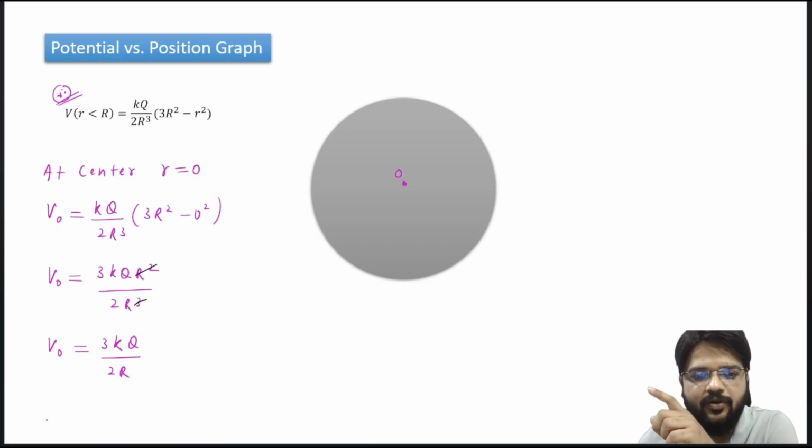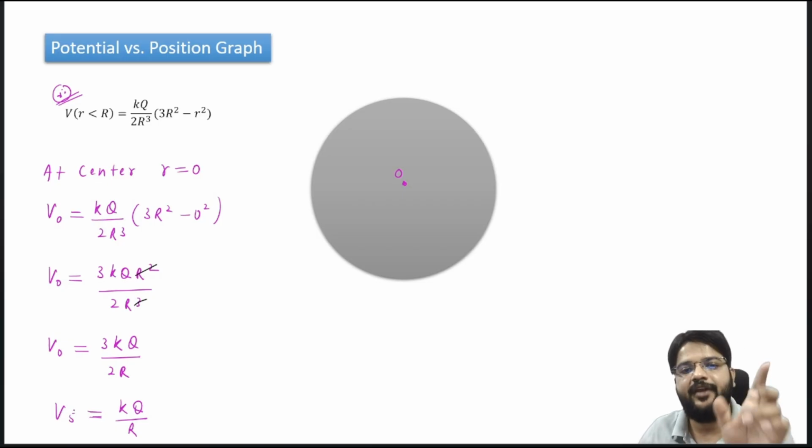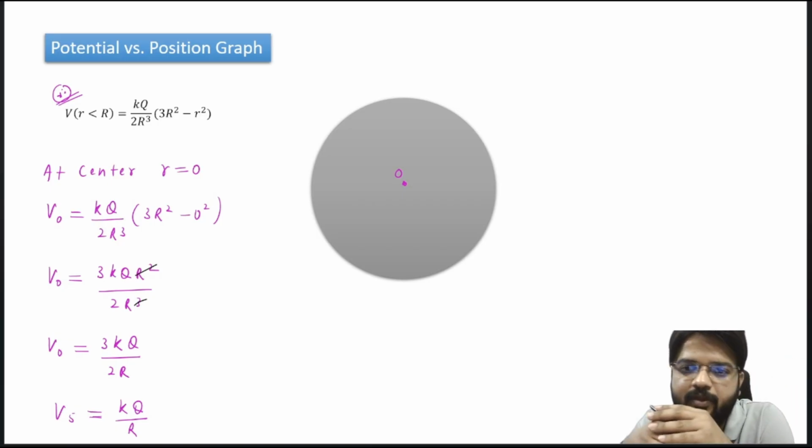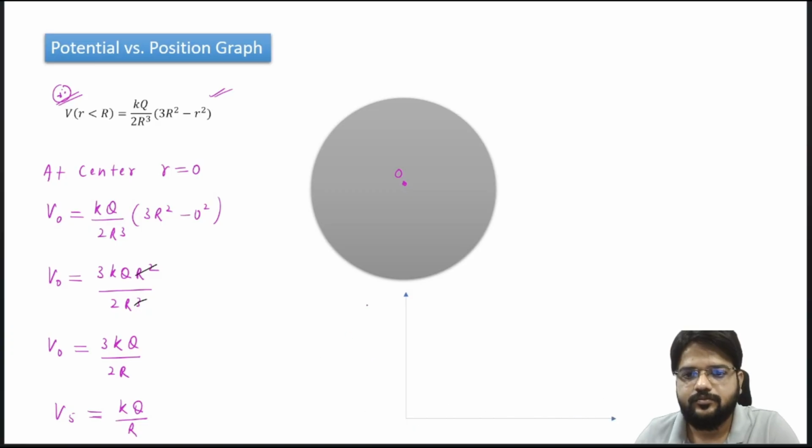And on the surface we already know that potential is KQ by R, correct? So if you analyze this result, everyone, you will get one thing. At the center we have greater potential as compared to the surface, correct? So if we are going from center to surface, then potential is decreasing, and it is decreasing parabolically from center to surface. So from center to surface we will get a parabolic graph. So now let's see the graph, everyone. Here we want the potential versus position graph.